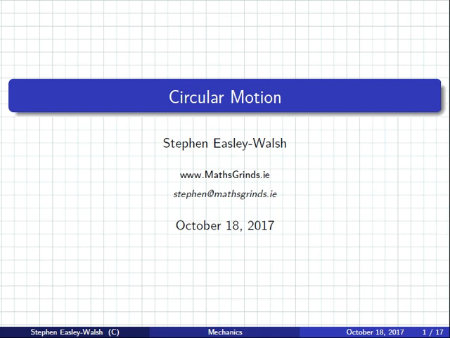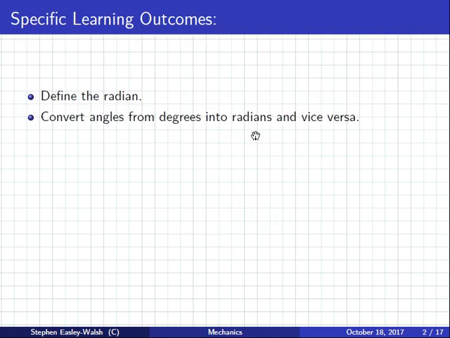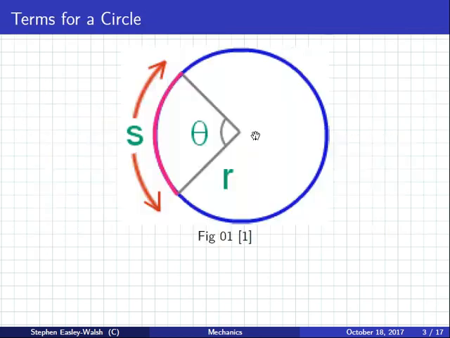As you can guess from the name, it's movement in a circle. But there's quite a lot involved in that. Before we even talk about movement in a circle, we have to talk about the names of the different parts of a circle.